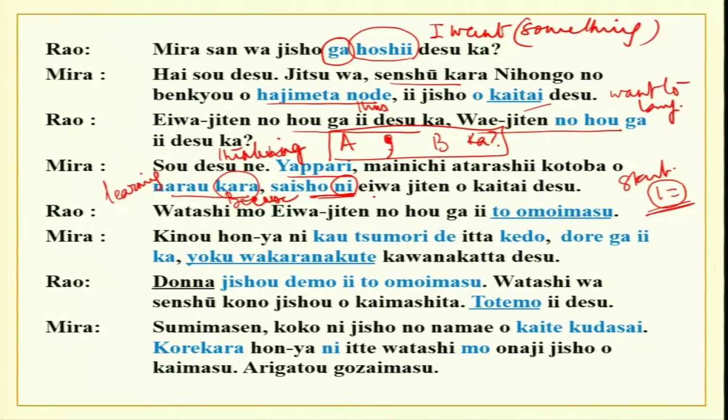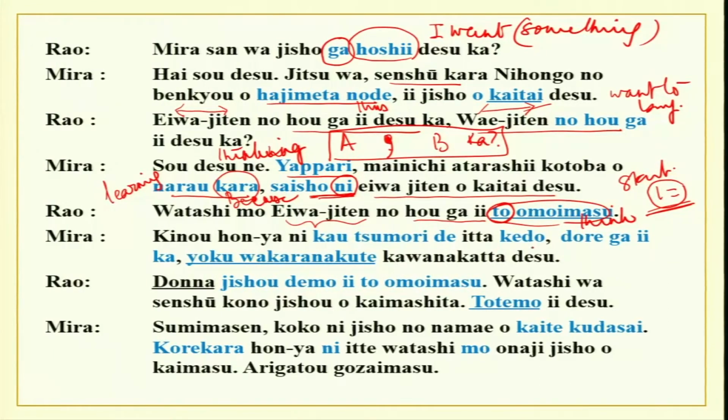Eiwa jiten o kaitai desu. What is eiwa jiten? Eiwa jiten is English Japanese dictionary. We have done it earlier, and waei jiten is Japanese English dictionary. Watashi mo eiwa jiten no hou ga ii to omoimasu. I also think English Japanese dictionary will be better. I also think. We have done to omoimasu in detail. So, as you know, before omoimasu, to will always come.